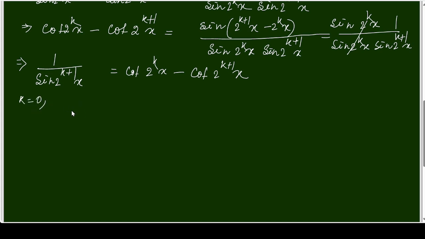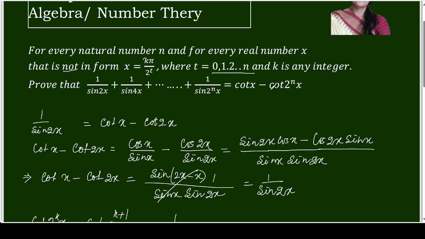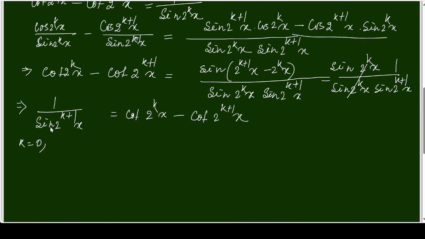When I take k equals 0, this is the hint you can get, since t is written to start from 0. If you put 0 here, it will be 1 by sine 2x. On the right side, 2 to the power 0 is 1, so this will be cot x minus cot 2x. We already proved this, and this was the first statement.